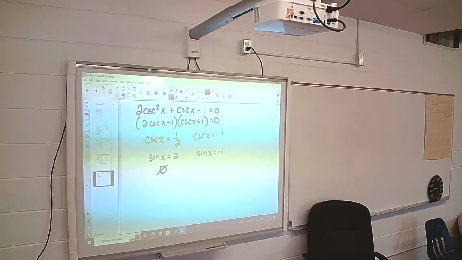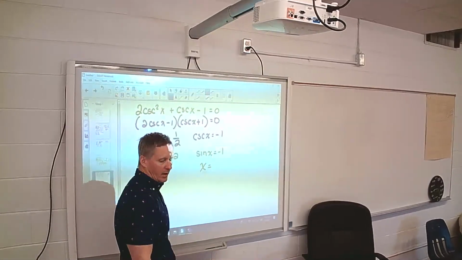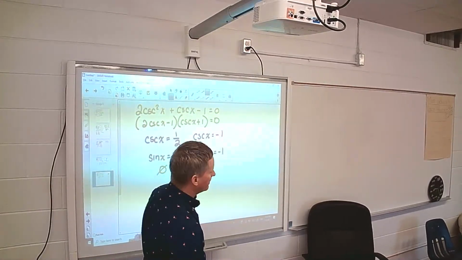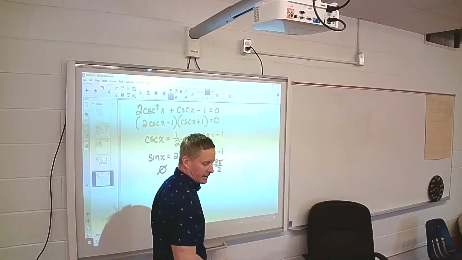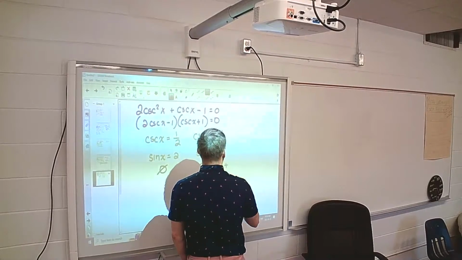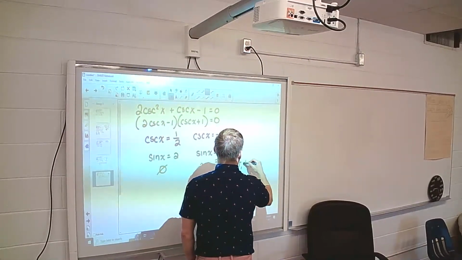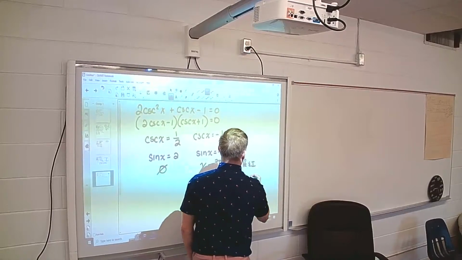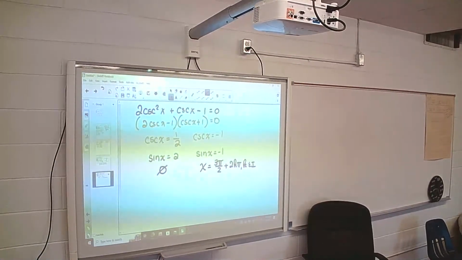All right. Now, where does sine x equal negative 1? 3 pi over 2. And it asks for the general solution. So what do I add to this? 2k pi, where k is an integer. Excellent. There you go. Done.